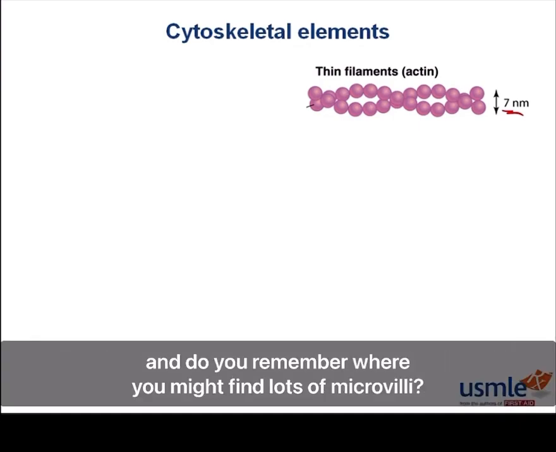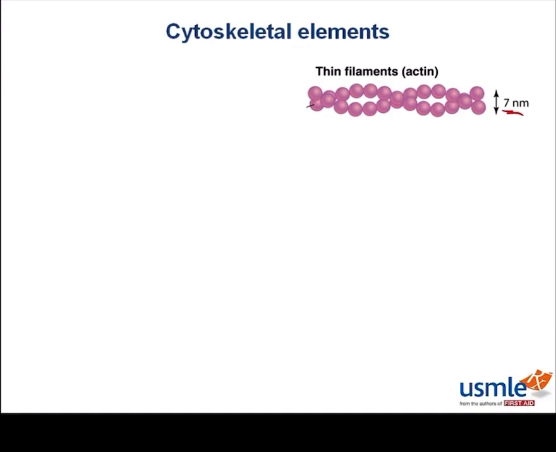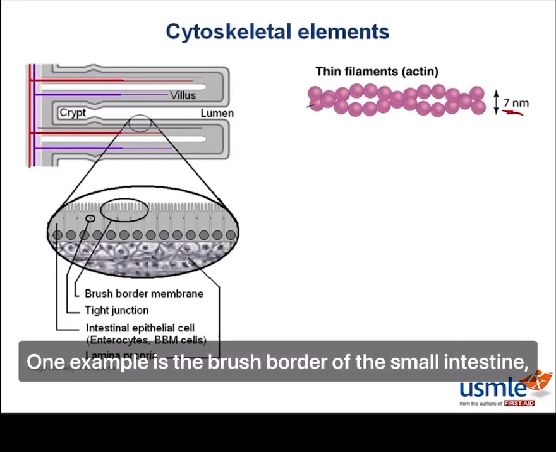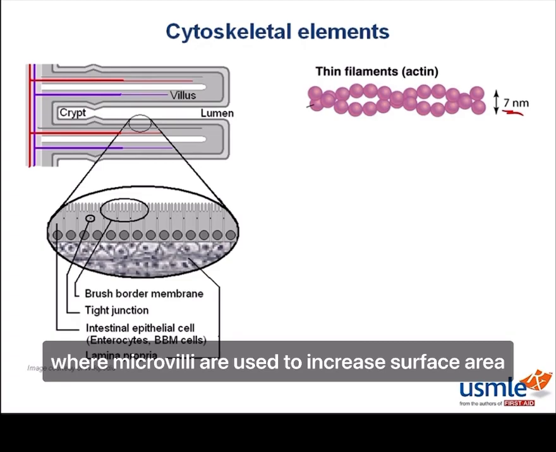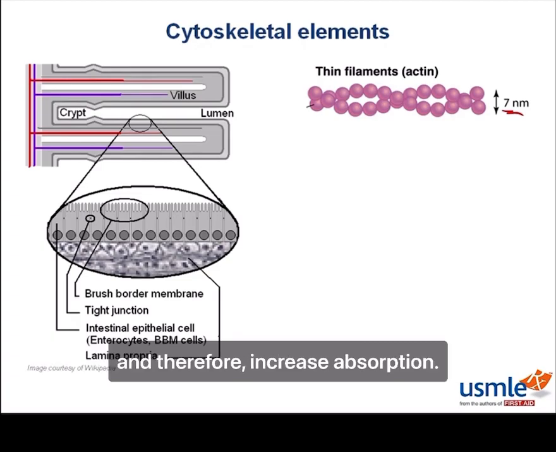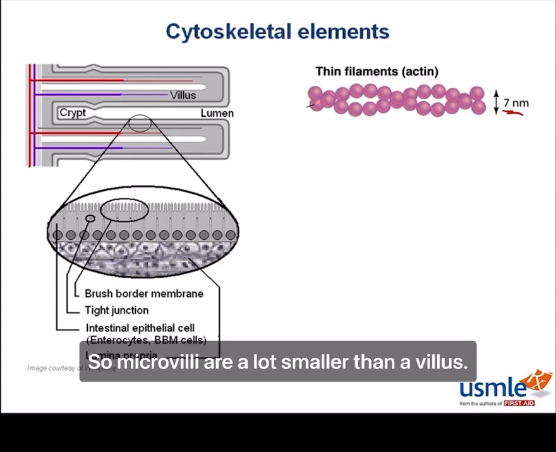Do you remember where you might find lots of microvilli? One example is the brush border of the small intestine, where microvilli are used to increase surface area and therefore increase absorption. Remember, a villus has a lot of cells, and each cell has lots of microvilli, so microvilli are a lot smaller than a villus.